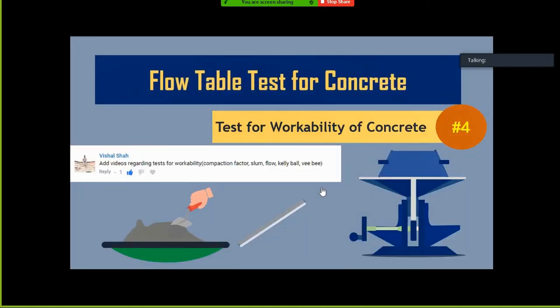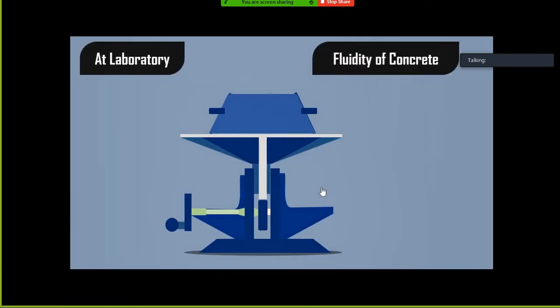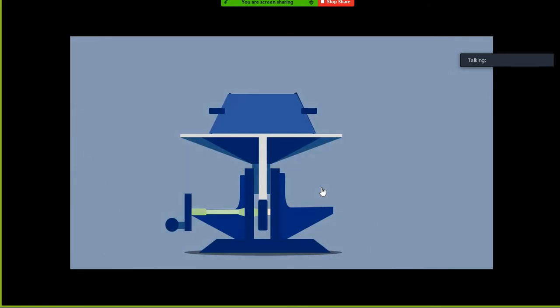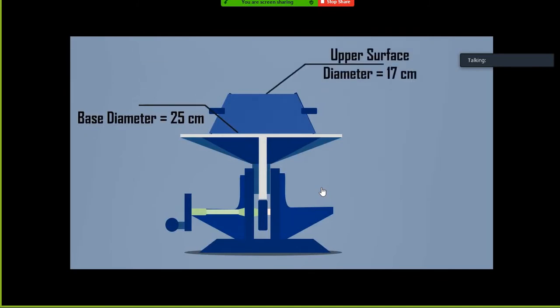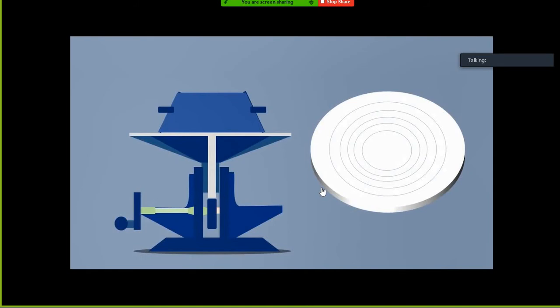Flow table test for concrete. The flow table test is generally done in the laboratory to determine the fluidity of concrete. The apparatus consists of a mold made of smooth metal casting, in the form of the frustum of a cone with internal dimensions of 25 cm base diameter, 17 cm upper surface diameter, and height 12 cm. And the flow table is about 76 cm in diameter, over which concentric circles are marked.